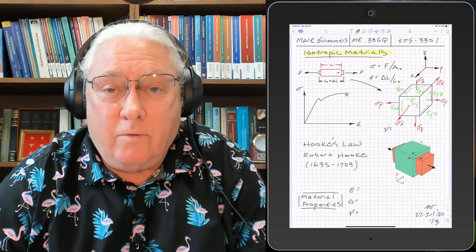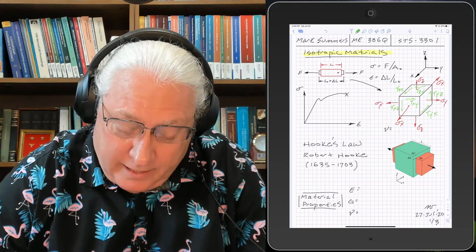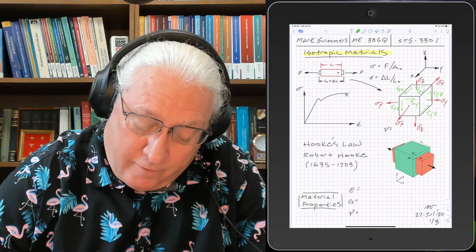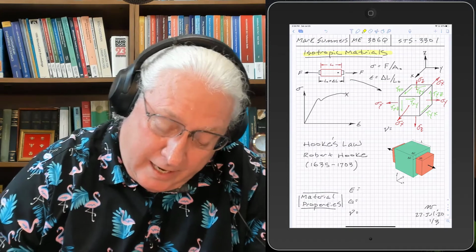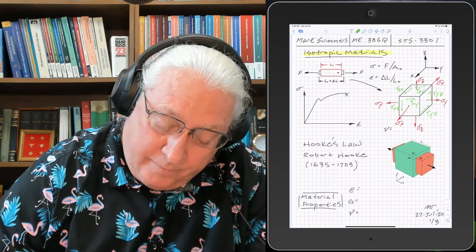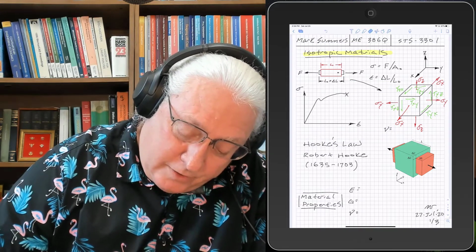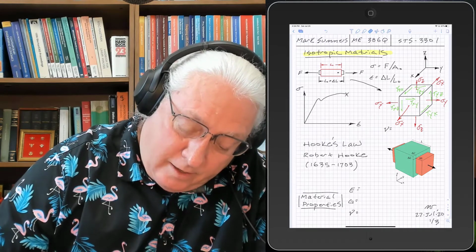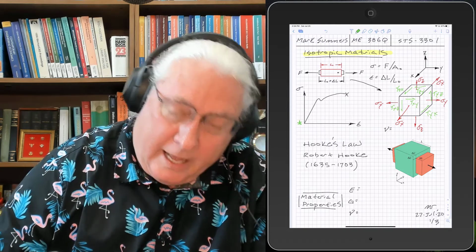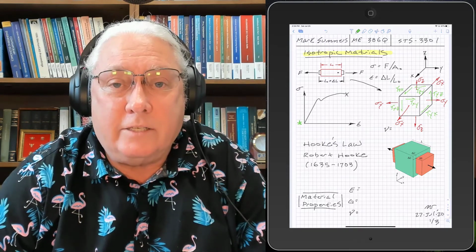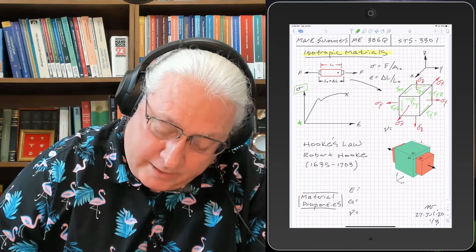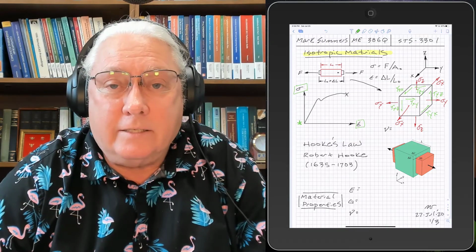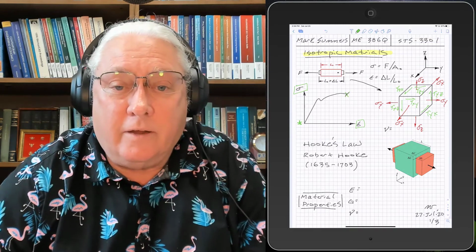Let's go back to our test specimen and see what we can do with the data we've got from our test results. The first thing I'll do is label some of these points on this curve. This curve right here is what we get out of our tensile test, a stress-strain curve. We plot stress on the y-axis and strain on the x-axis, and we plot the data points until the specimen breaks over here.